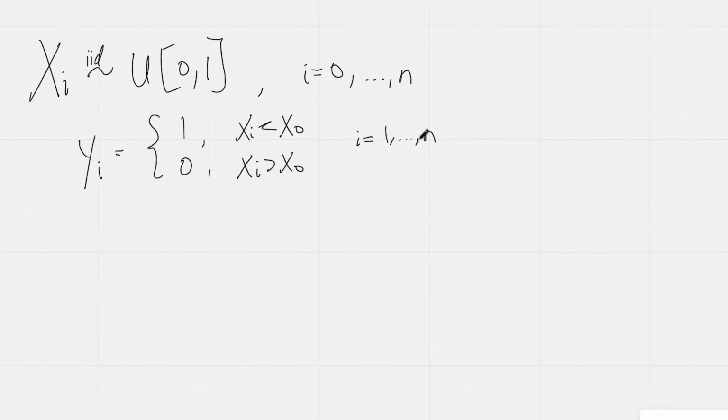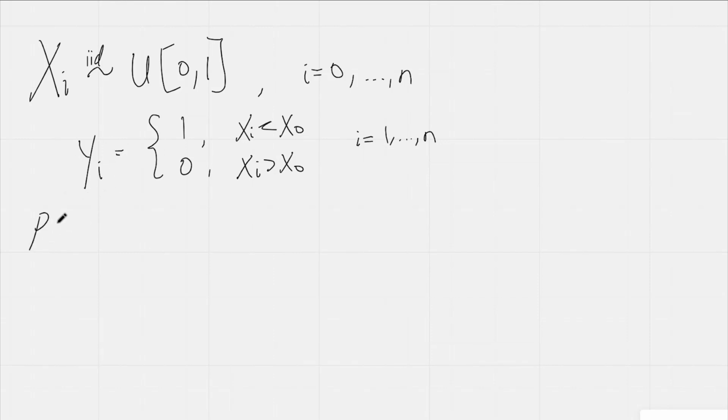So you might wonder, well, what happens if xi equals x0? Well, thankfully, we don't really need to worry about that because this is a uniform distribution over an uncountable set. The probability that xi equals x0 is essentially 0, so I don't need to worry about it at all. So I just need to have these two collections of random variables, and now we can start to think about probabilities. So let's start with yi.